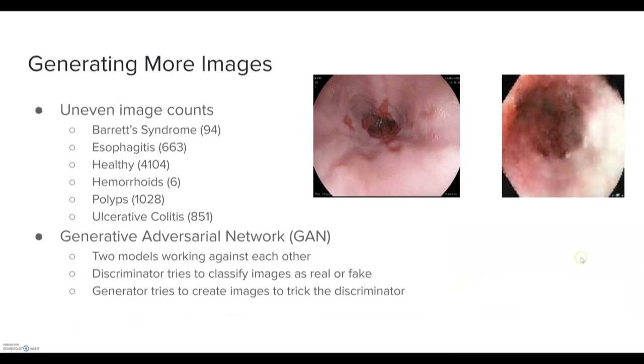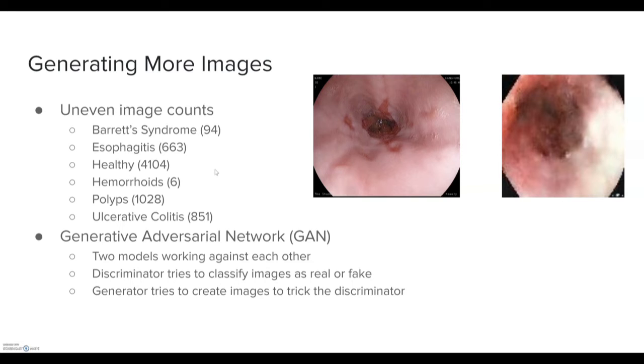Unfortunately, the convolutional neural network alone was not enough to generate high accuracy rates within the models because the dataset it was using was very uneven. As you can see on the left, some labels had very few images. For example, hemorrhoids only had 6 images in the dataset, while others, such as the healthy label, had 4,104 images. This caused the convolutional neural network to be very skewed towards classifying images as healthy because that's simply what it was trained on. And so as a result, many diseased images were classified as healthy despite not being healthy at all.